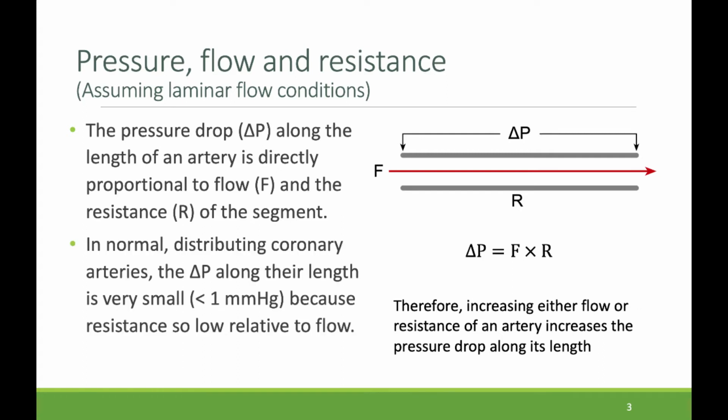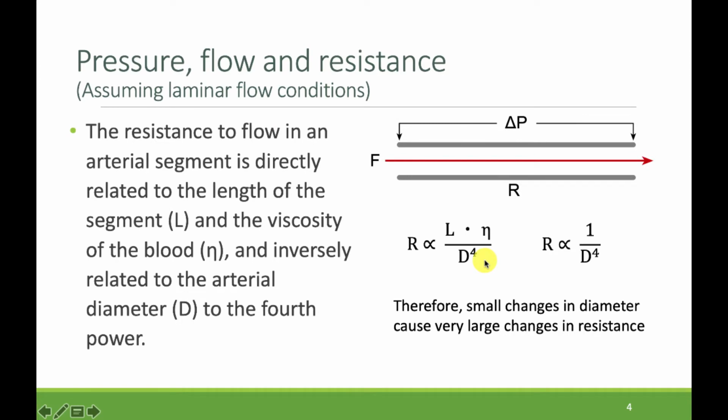It's important to note that in normal large distributing arteries such as the epicardial coronary vessels or other large vessels in the body, the pressure gradient along their length is very, very small. It's usually less than 1 millimeter of mercury. And the reason for that is that the resistance is very low relative to the flow rate inside the vessel. So therefore the delta P is very low along its length.